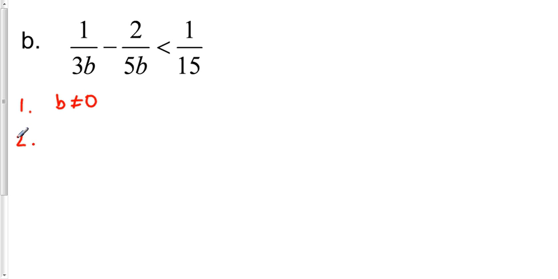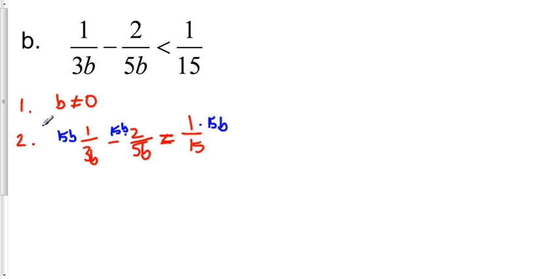Okay, so step 2. Let's solve the related equation. 1 over 3b minus 2 over 5b is less than 1/15. Or actually, let's make it equals, because we don't care about the symbol right now. Okay, so I need to multiply by the lowest common denominator, and if I multiply everything by 15b, I'm going to cancel out each fraction. So I'm going to multiply this one by 15b, this one by 15b, and over here by 15b.